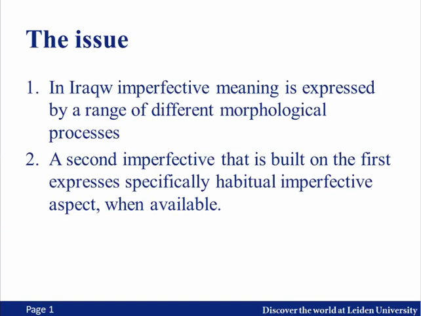So what is the issue? In Iraqw, imperfective meaning is expressed by a range of different morphological processes. So I'll try to present those in a systematic manner. And I will show you that a possible, and I think most interesting, analysis would be where the second imperfective is built on the first one. And then the second expresses specifically habitual, when that second imperfective is available at all.